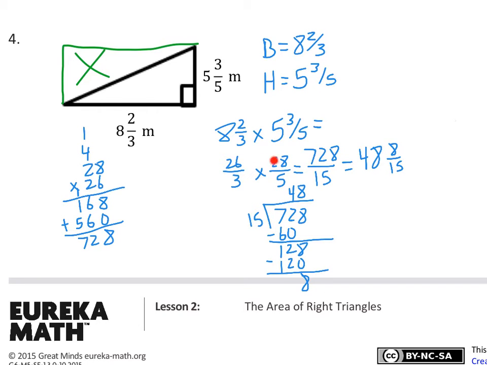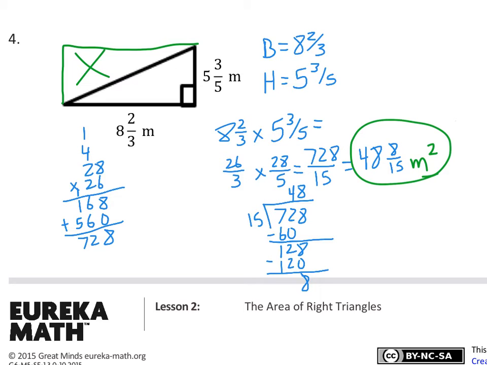So now I multiply 26 times 28. I did that off to the side. Feel free to use a calculator. That's 728, and 3 times 5 is 15. Now this is just 728 divided by 15 to make it a mixed number, and I end up with 48 with 8/15 left over. And so my area is 48 8/15 meters squared.